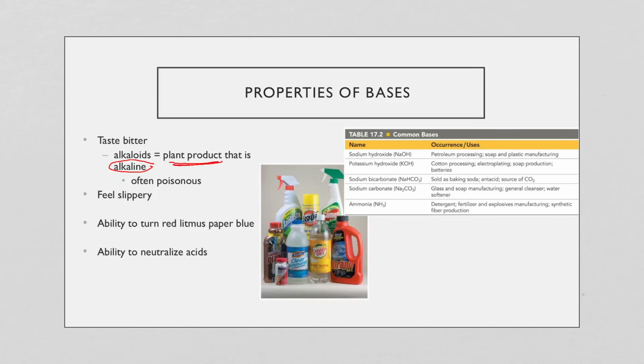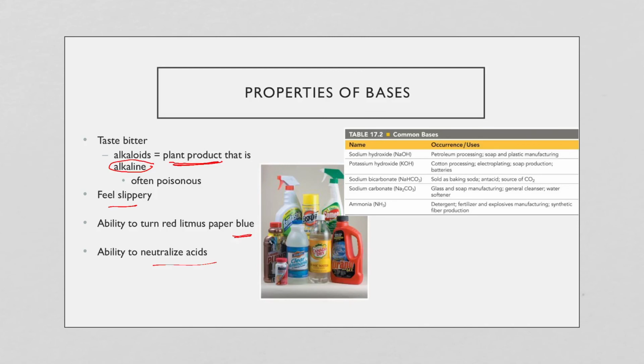Some other general properties of bases, right? They have a slimy or slippery feel when wet. Think of soap, right? Soap has basic compounds in it which give it the sliminess. Again, they'll react with indicators. So whereas acids turn litmus paper red, bases will turn it blue, right? And again, they have the ability to neutralize acids, just as acids have the ability to neutralize bases.